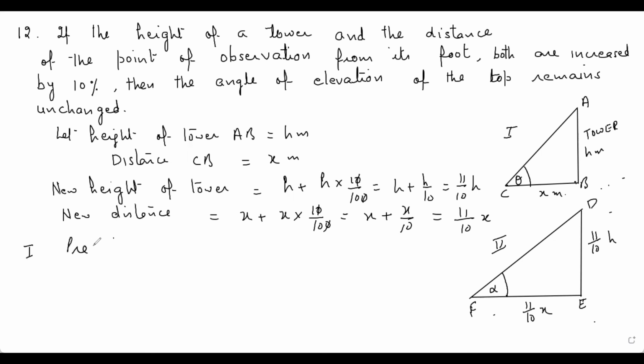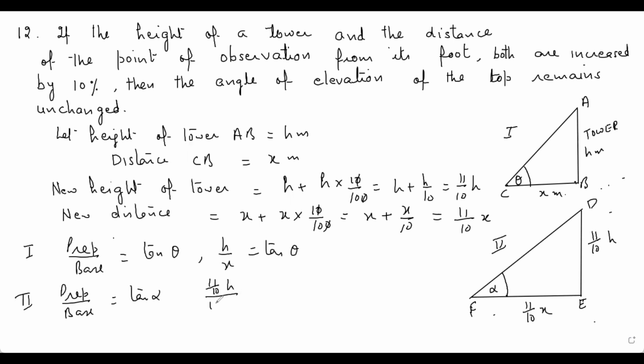perpendicular upon base is equal to tan theta. Perpendicular here is h, so h by x is equal to tan theta. In the second case, perpendicular upon base is equal to tan alpha. Perpendicular here is 11 by 10 h upon 11 by 10 x is equal to tan alpha. Now this and this cancel. So I have h by x is equal to tan alpha.